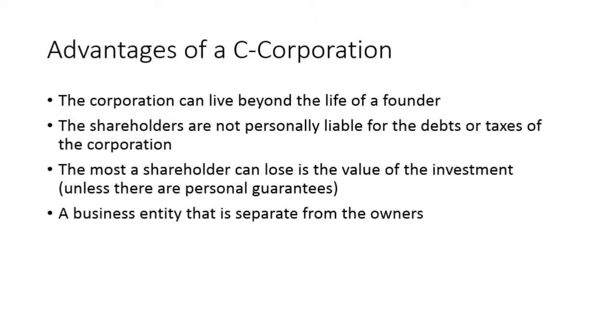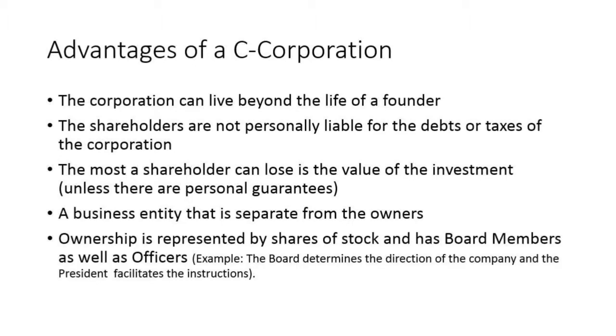A business entity is separate from the owners. And the ownership is represented by shares of stock, and the corporation has board members as well as officers. So the board members determine the direction the company is going. They usually meet, hopefully, once a month to go over the financials. Some board members meet on a quarterly basis, but these meetings are documented. Even in an S corporation, these meetings are documented, and minutes are taken as part of the corporate binder.